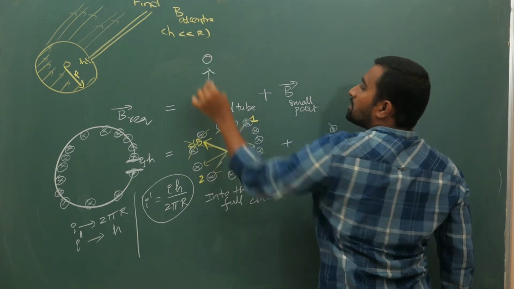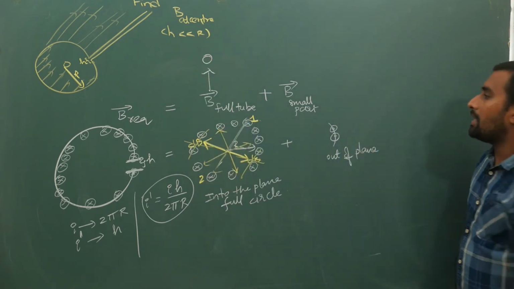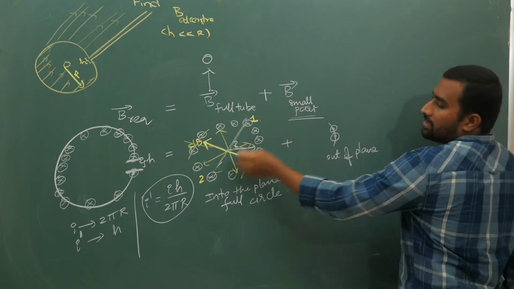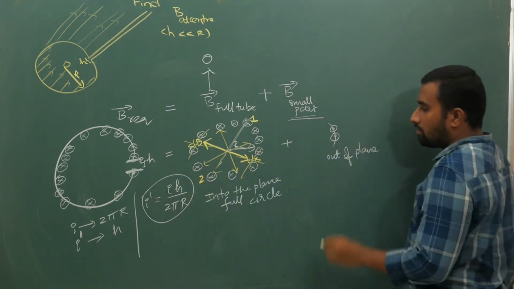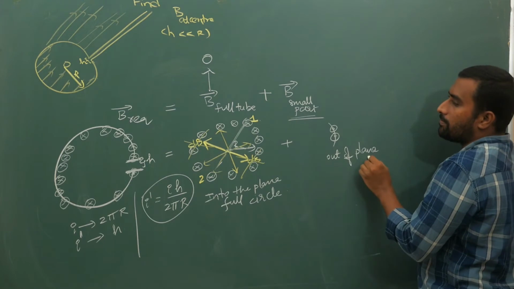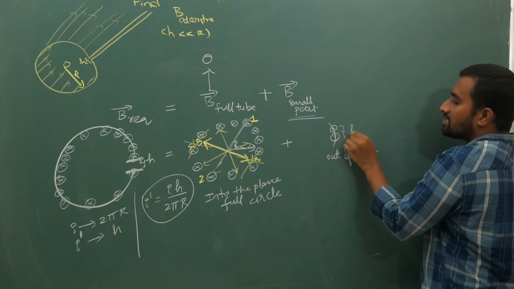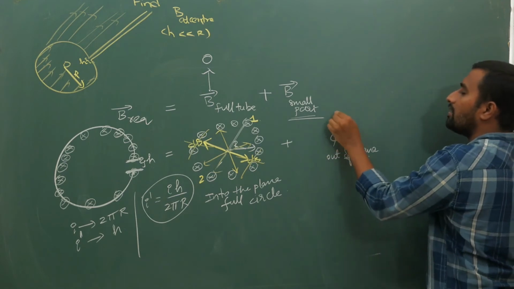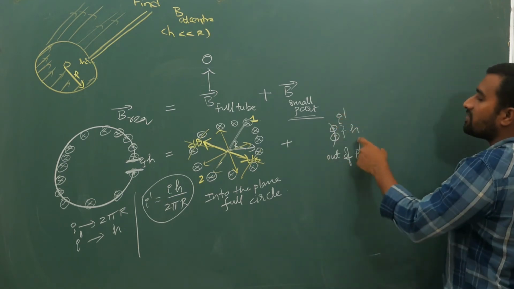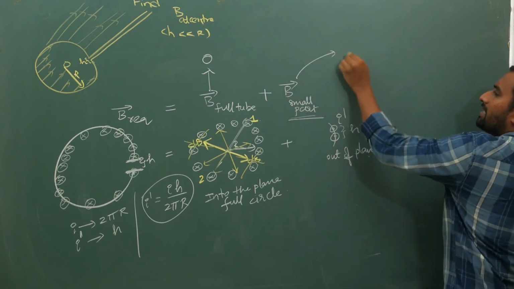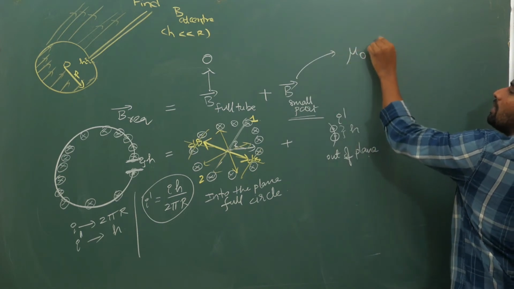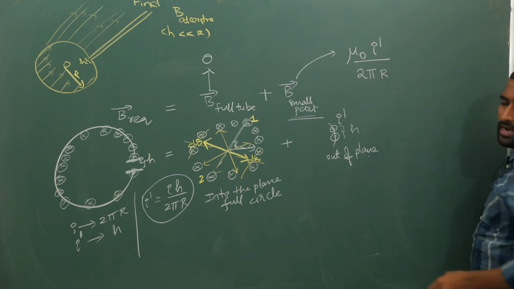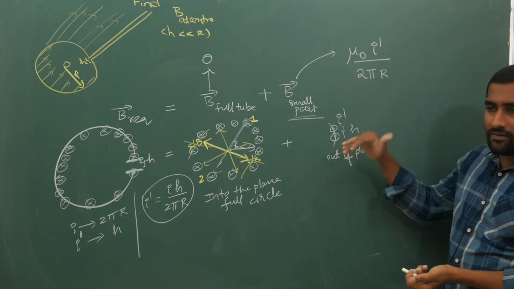So because of this part it is 0, plus because of this small part. Your small part is a kind of wire that is carrying current out of the plane, its width is h, and it will carry a current of I dash. So because of this part, your magnetic field is mu naught I dash by 2 pi r, and its direction is out of the plane.